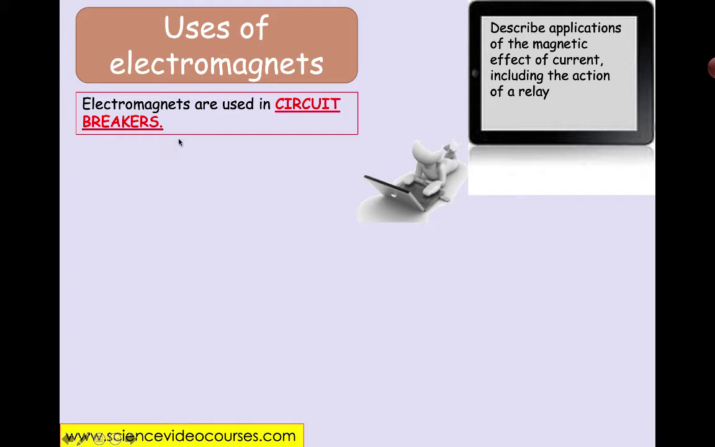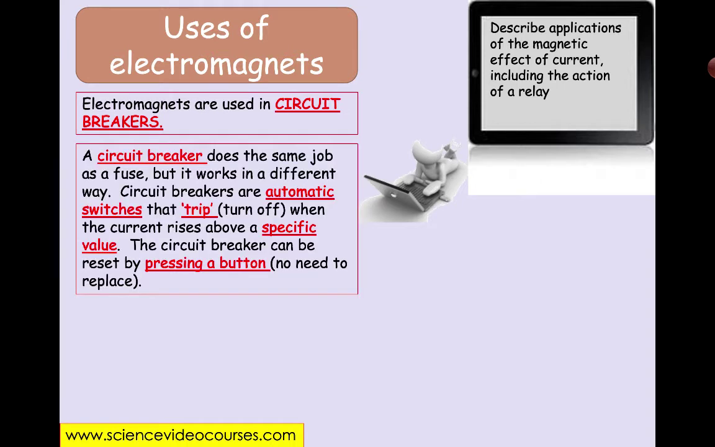Electromagnets are also used in what we call circuit breakers. Now when I was young, we used to always have fuses in our house controlling the electrical safety. These days fuses are not used so widely, and instead we use what are called circuit breakers. Now a circuit breaker does the same job as a fuse, but it works in a different way. Circuit breakers are automatic switches that trip or turn off when the current rises above a specific value. For some reason, a fault in your electrical circuit, you get a current surge and that trips the circuit breaker. And nicely, the circuit breaker can be reset by pressing a button, no need to replace.